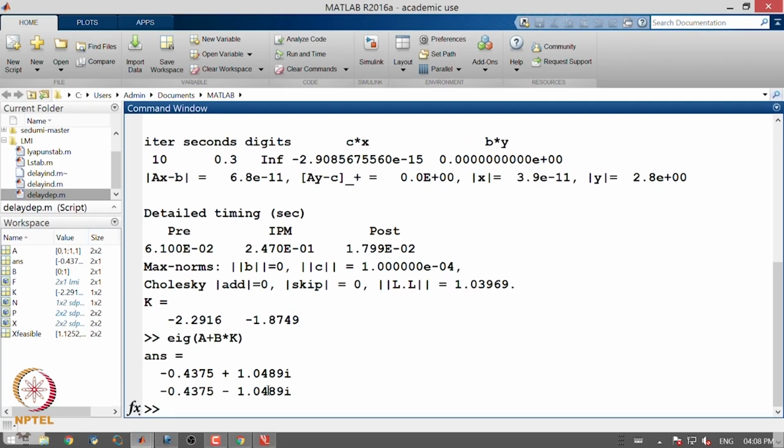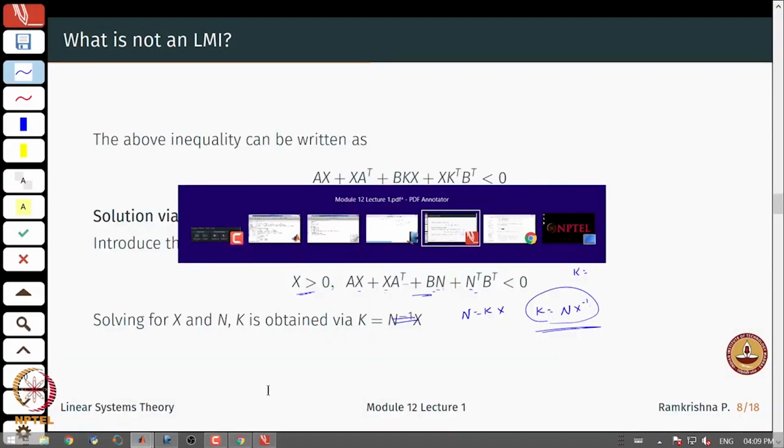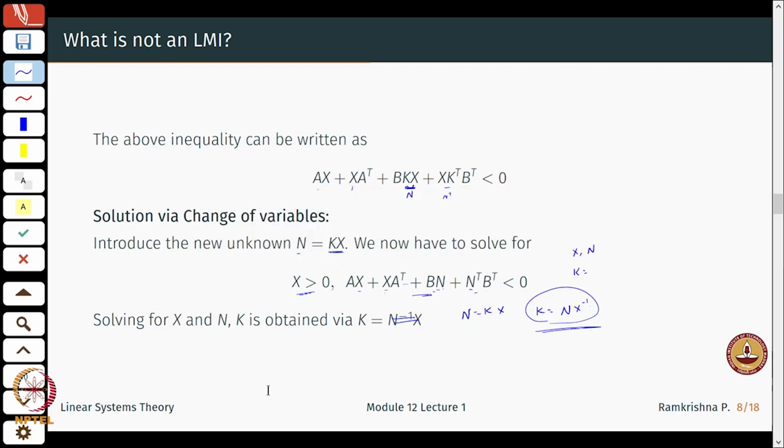You can try out the discrete time version of this, you can try out Schur complements and so on, but I will just leave that to you. It is just a matter of typing down the code. A few more examples I would like you to quickly do here.